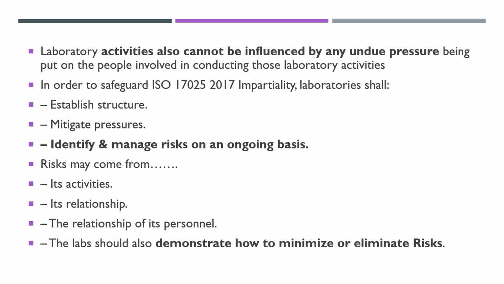Laboratory activities also cannot be influenced by any undue pressure being put on the people involved in conducting those laboratory activities. In order to safeguard ISO 17025:2017 impartiality, laboratories shall establish structure, mitigate pressures, identify and manage risks on an ongoing basis. Risks may come from its activities, its relationships, the relationships of its personnel. The labs should also demonstrate how to minimize or eliminate risks.